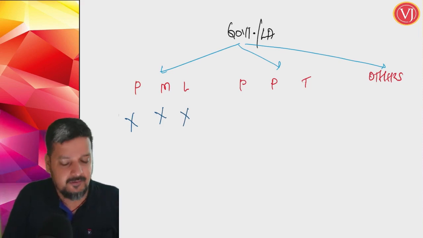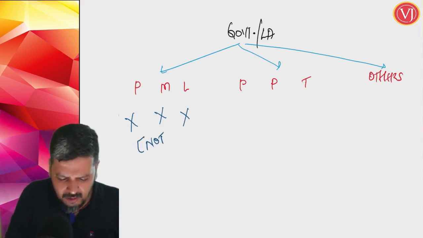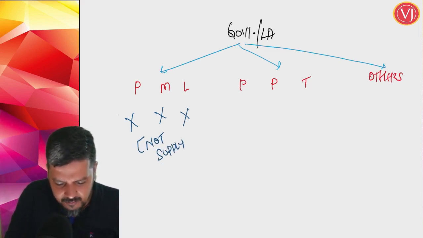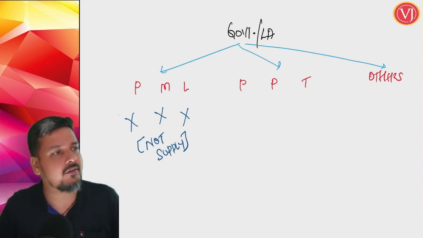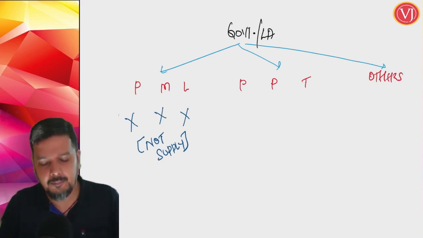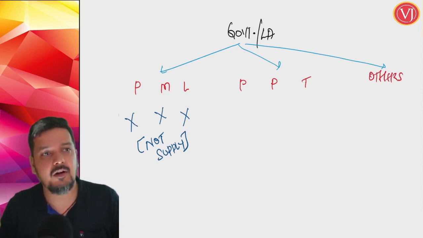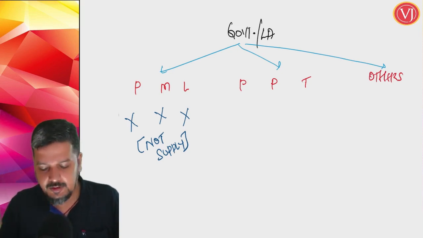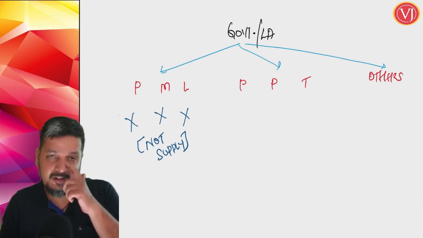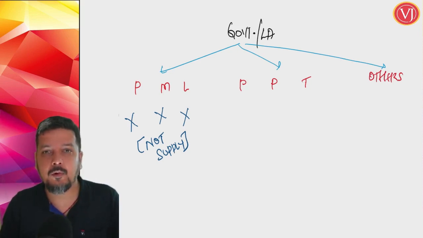Liquor license fees, no, it is not at all supply. So there's no question of exempt supply or taxable supply. It is not at all supply. PML, this we have discussed in your discussion on supply. It is not at all supply. PPT, you're talking about postal services, port services, airport services and transport services.